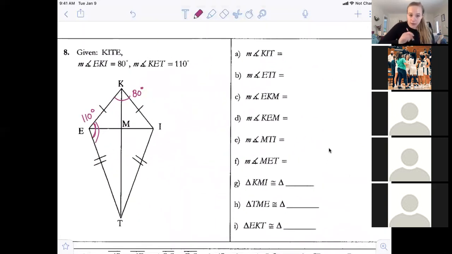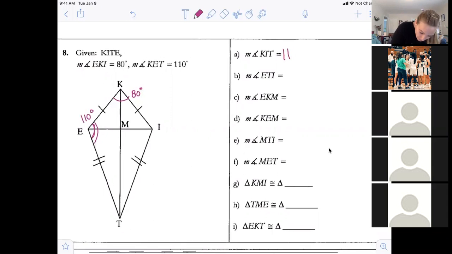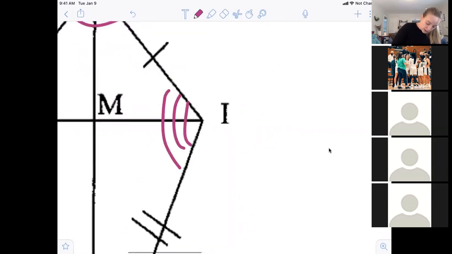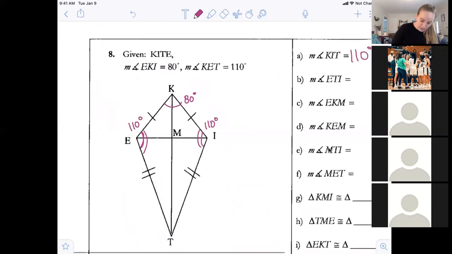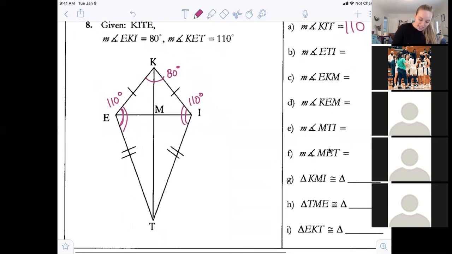All right, slate is cleared. Anybody I've already talked to can talk to me again, but we've got to answer these questions. First one says KIT. Who knows what KIT is? Is it 110? Why is it 110, Ava? Because I forget which property it was. Only one pair of opposite angles is congruent, and the ones that are joined by the short diagonal. Good. So Ava remembers the only pair of angles that can be congruent are the ones joined by the short diagonal. So that means that KIT is 110. Very good.